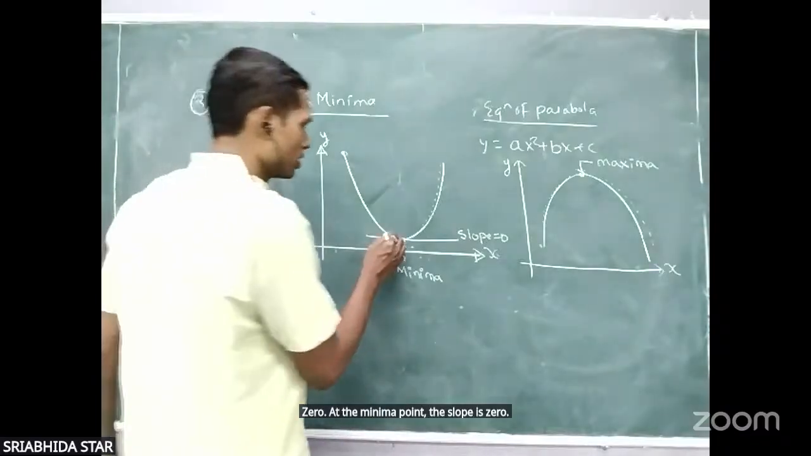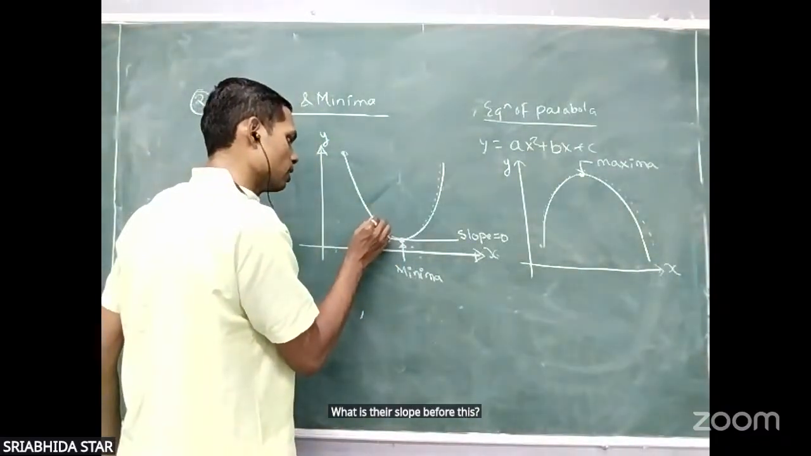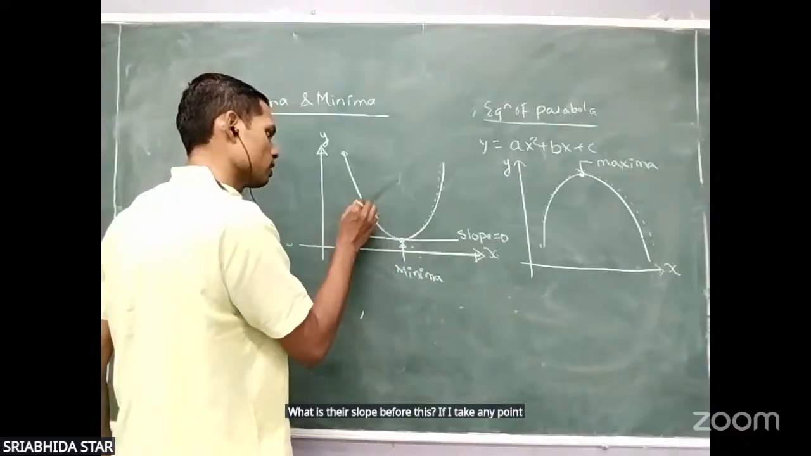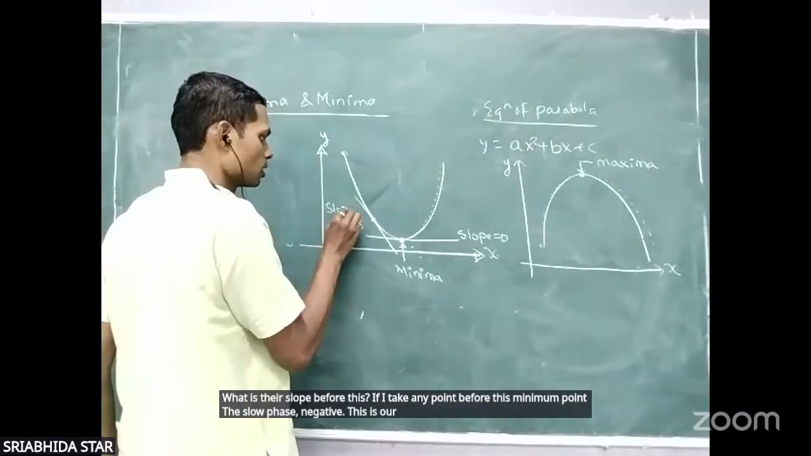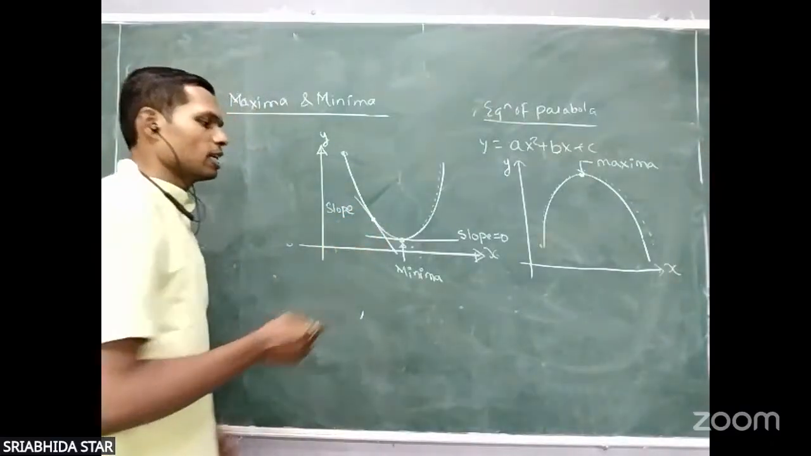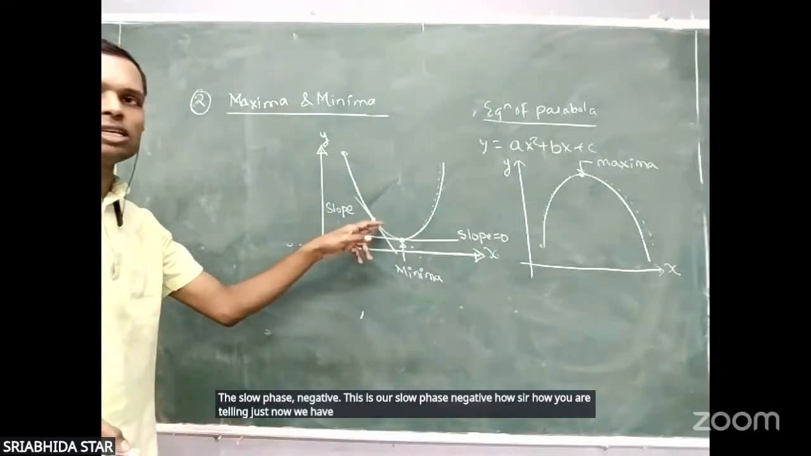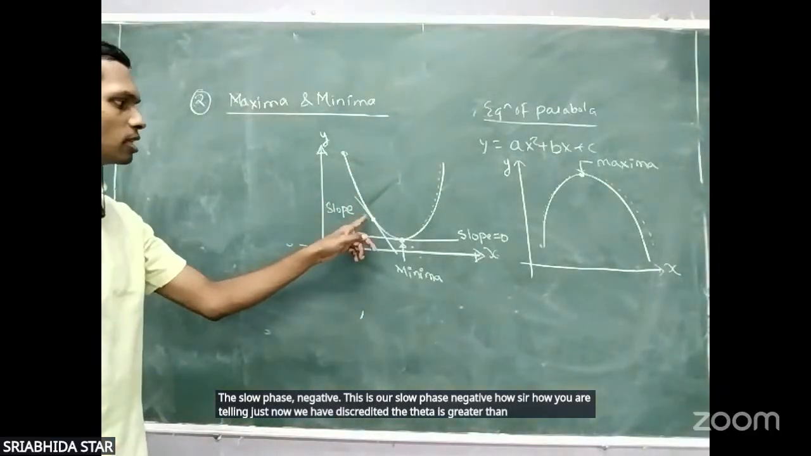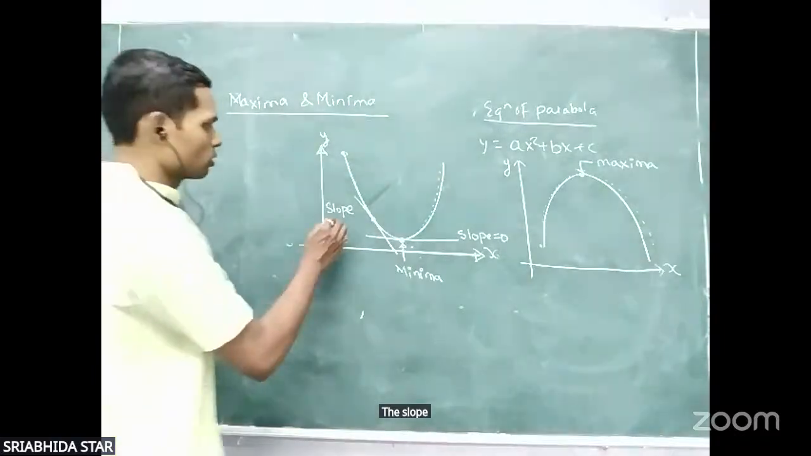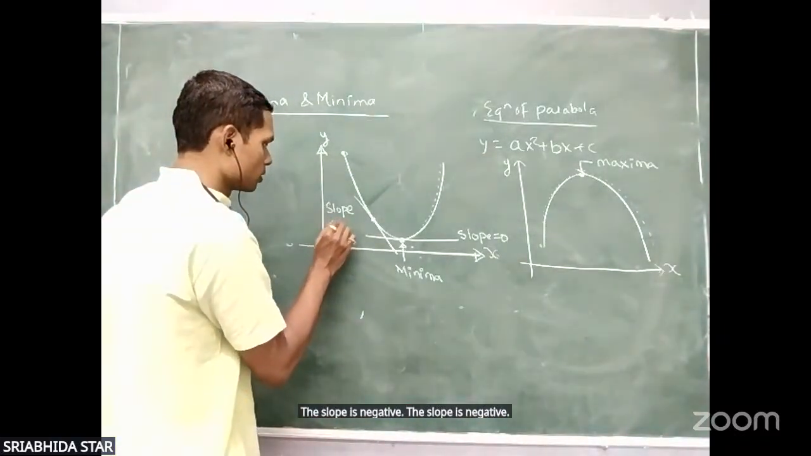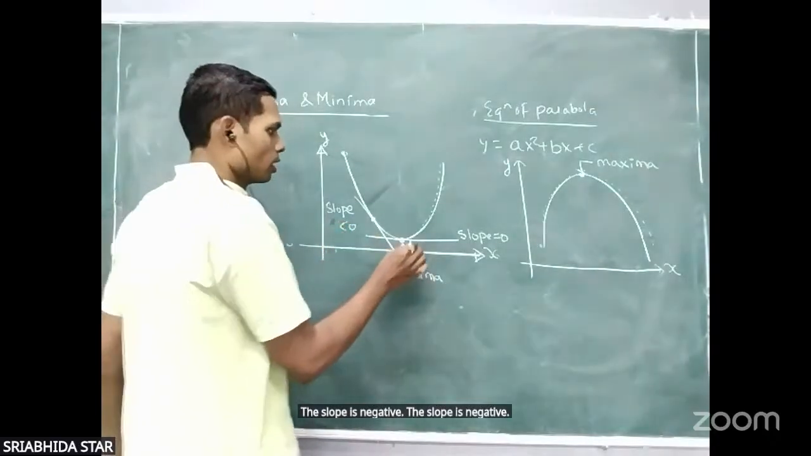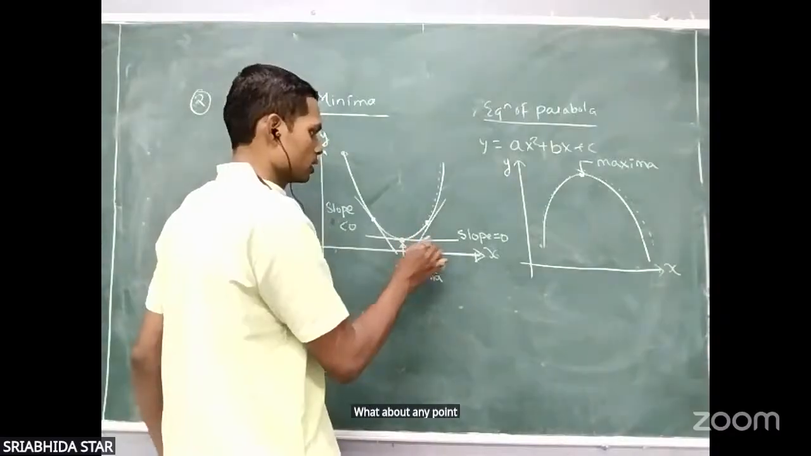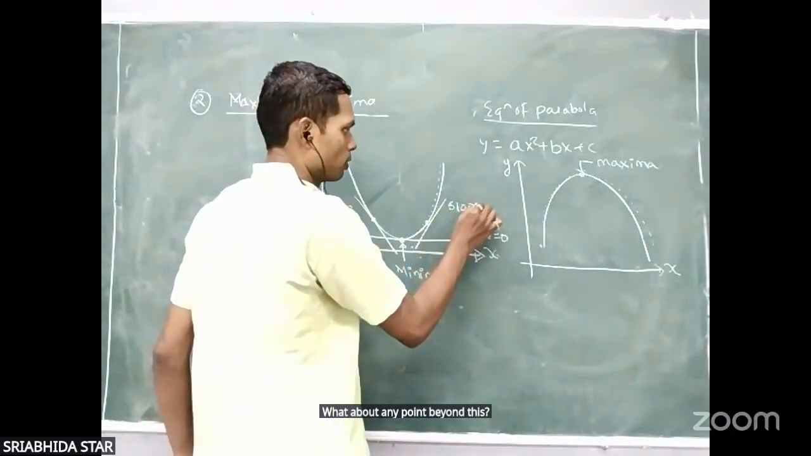What is the slope before this? If I take any point before this minima point, the slope is negative. How, sir? Just now we have studied that theta is greater than 90, hence the slope is negative. What about any point beyond this? The slope is positive.